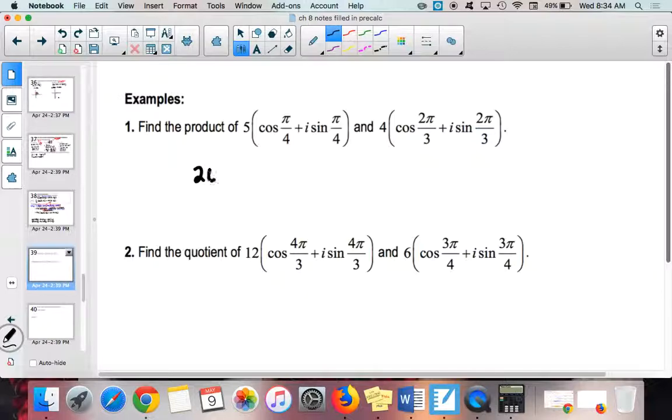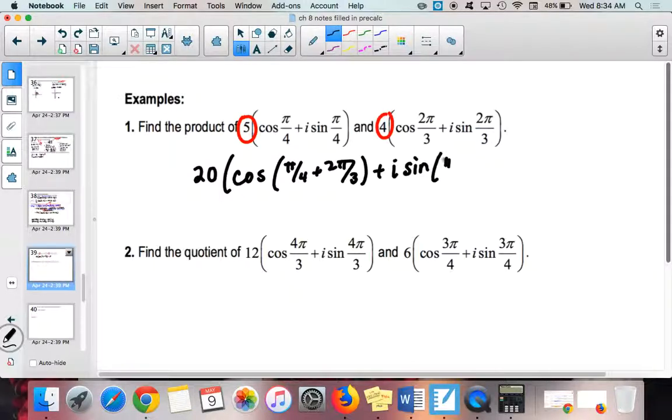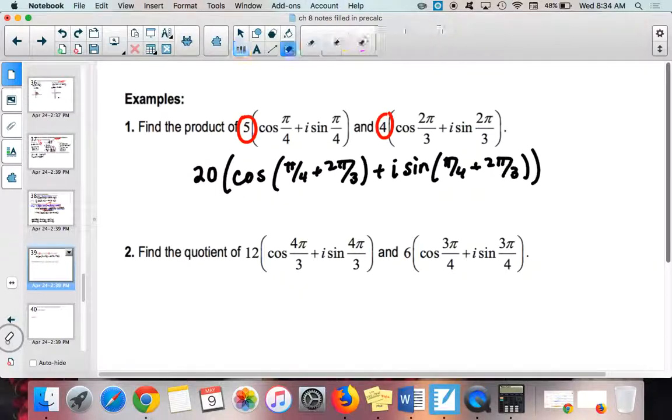So I'm going to have 20, right, because I take my 5 times my 4. And then I'm going to have cosine of my pi over 4 plus 2 pi over 3 plus I times sine of my pi over 4 plus 2 pi over 3. Okay, do you guys see it? And then I'm going to add those together.